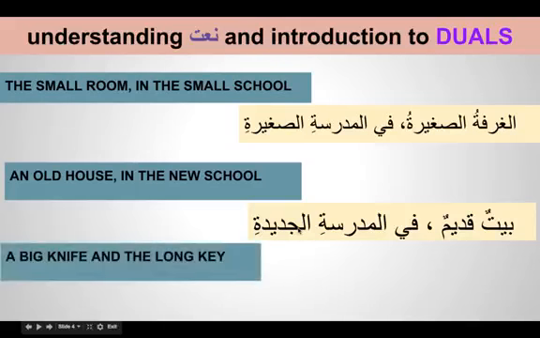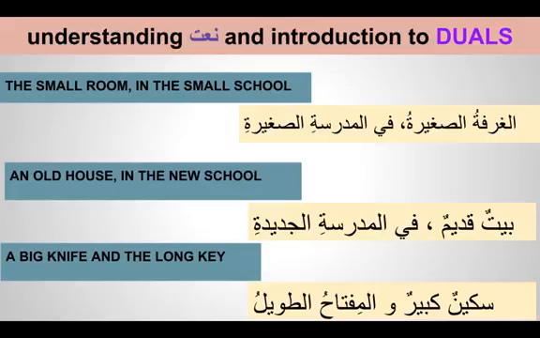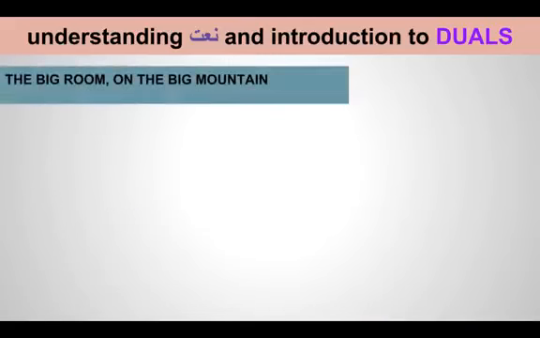A big knife and the long key. So what you write is man'ut, knife is sikkin, knife means sikkin. Because it's indefinite, you just write sikkinun kabirun, big is kabirun. Wal miftahu, because the is a definite article, so we say al miftahu tawilu. So this is how we read and write naat and man'ut. So it matches in all the aspects.